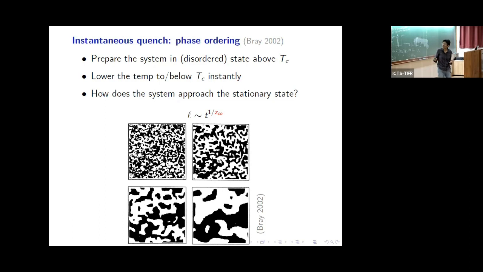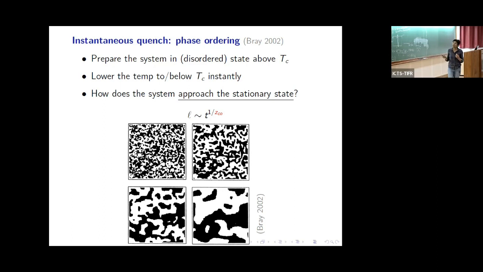To take a specific model, here are snapshots from simulations of the 2D Ising model when it is quenched from a high temperature to 0 temperature. The white and black patches are up spins and down spins. There are lots of small domains of like spins, and as time progresses, these domains coarsen. That is, the domain length grows with time.